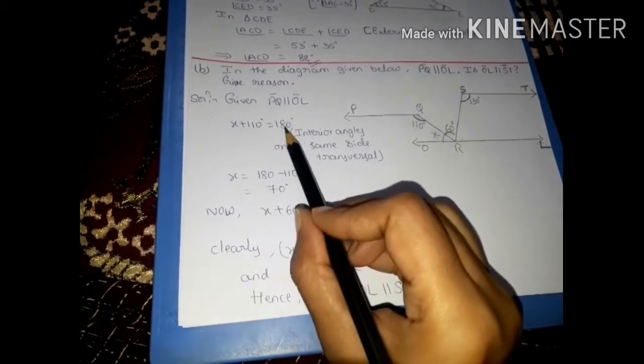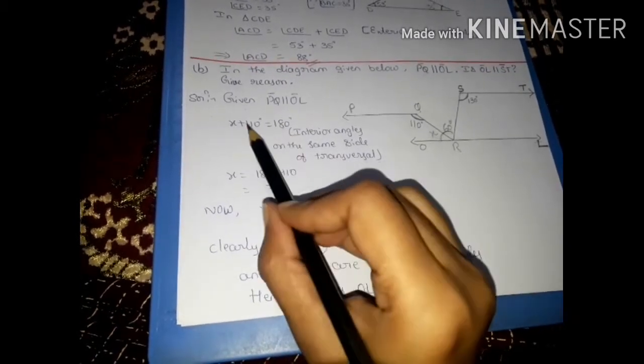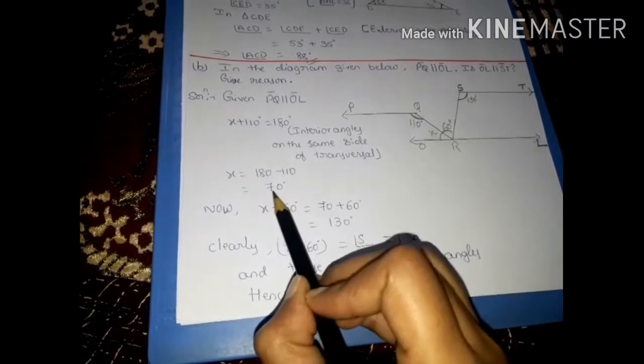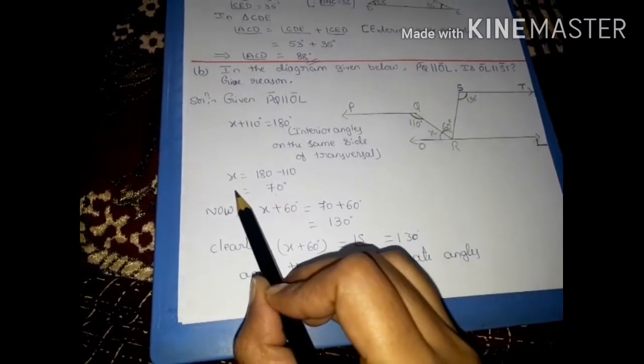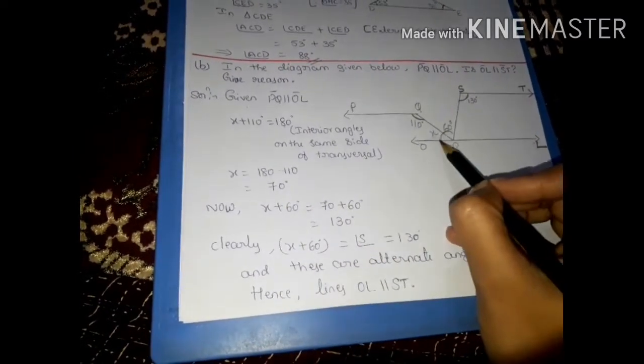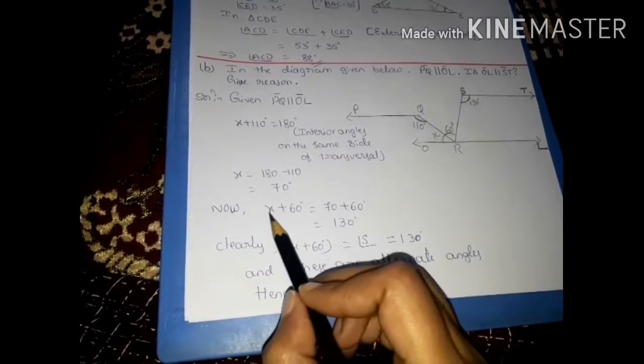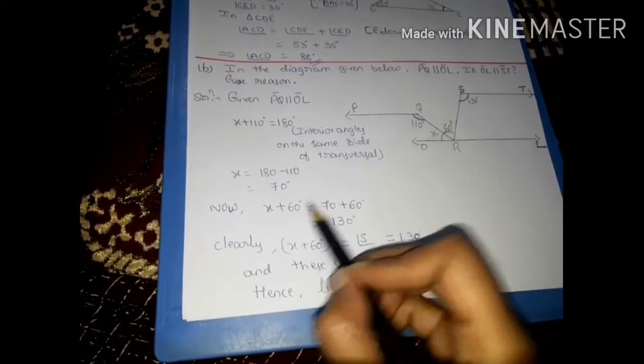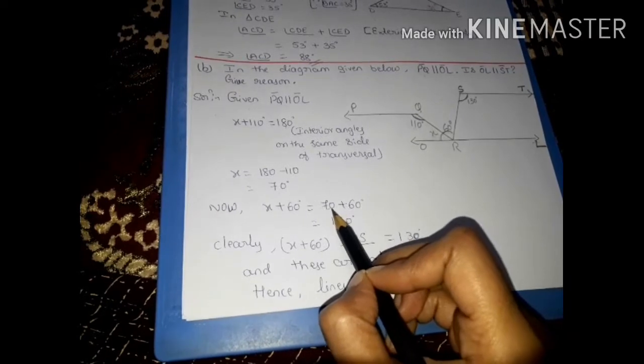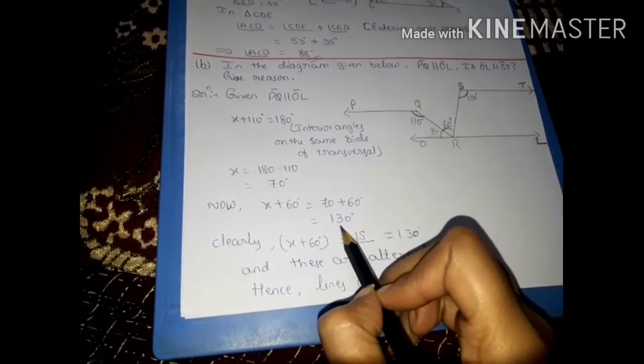X equal to 180 minus 110 will give 70 degree. X is equal to 70 degree. This value we got, 70 degree. X plus 60 degree: X we got here 70 degree. 70 plus 60 is 130 degree.